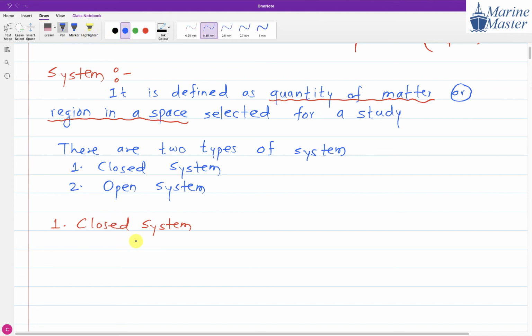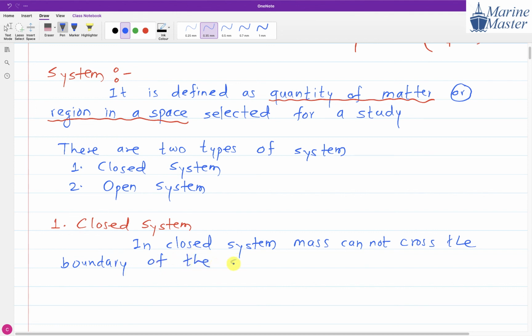In a closed system, mass cannot cross the boundary. What is meant by closed system? Closed system means mass cannot cross the boundary of the system. Try to see the word.